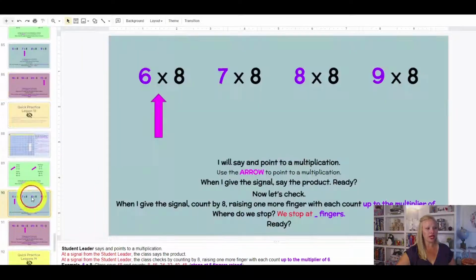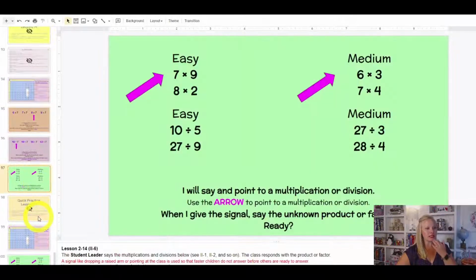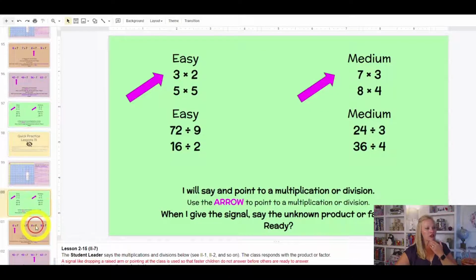There's another one with 8s. Then we go to our 7s. You'll see several examples there. Just building automaticity, and that's the end of your quick practices for this unit.